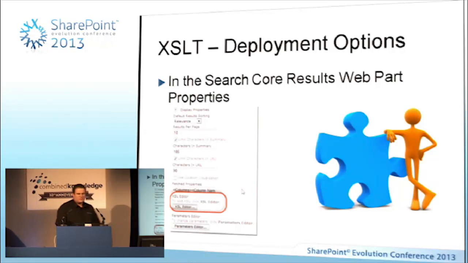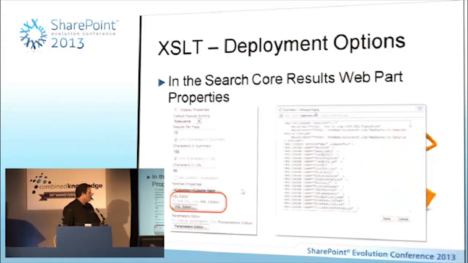So if we're putting them directly in the search core results web part, we've got this wonderful XSL editor. Now, if you were in Matthew McDermott's session earlier, he questioned why this was called an editor when it's actually a text box. There's no editing experience as such. So really you want to cut and paste all of that into a decent editor that will give you XML styling and check everything for you.